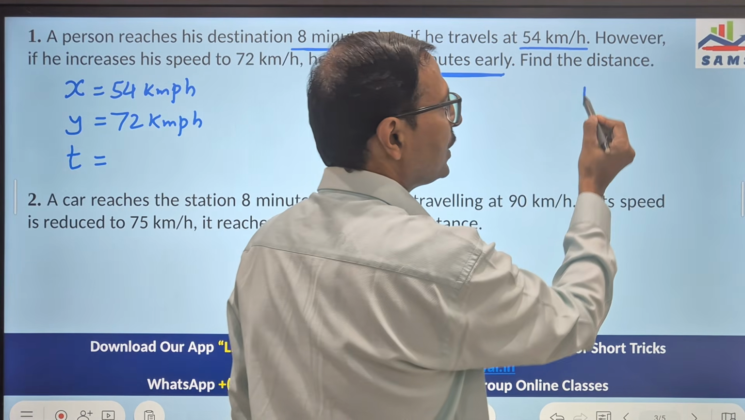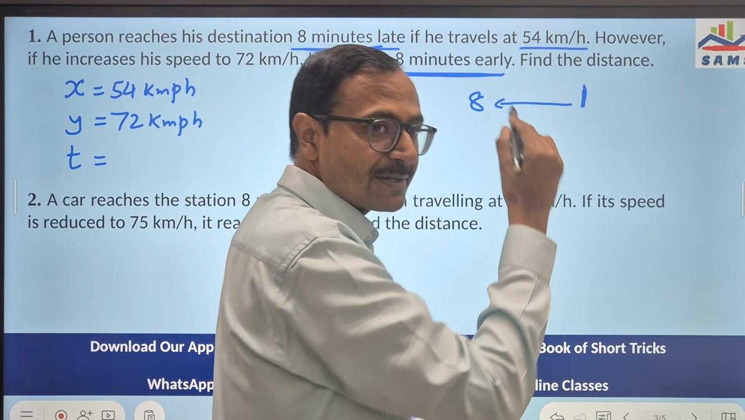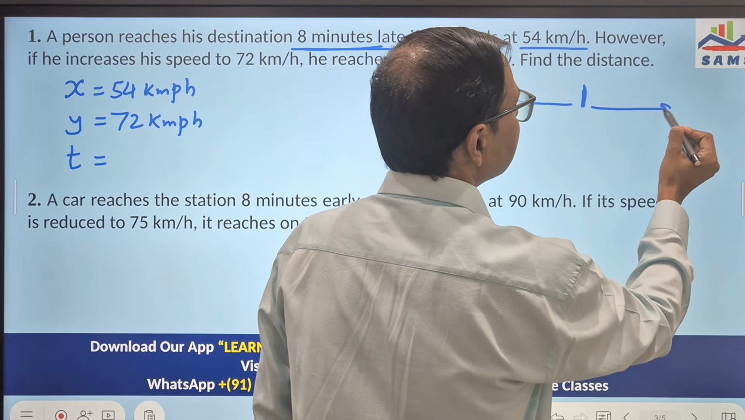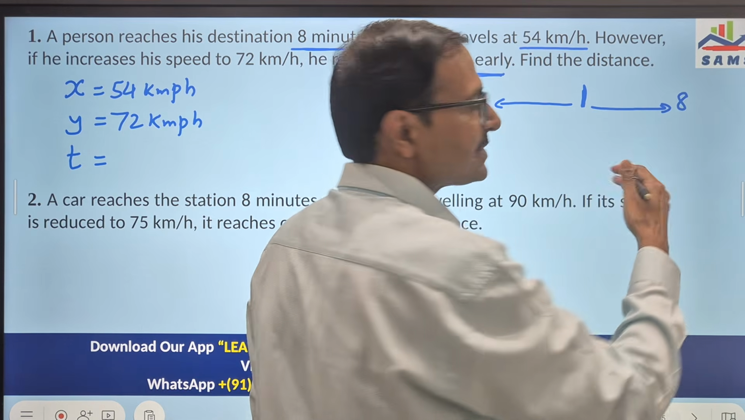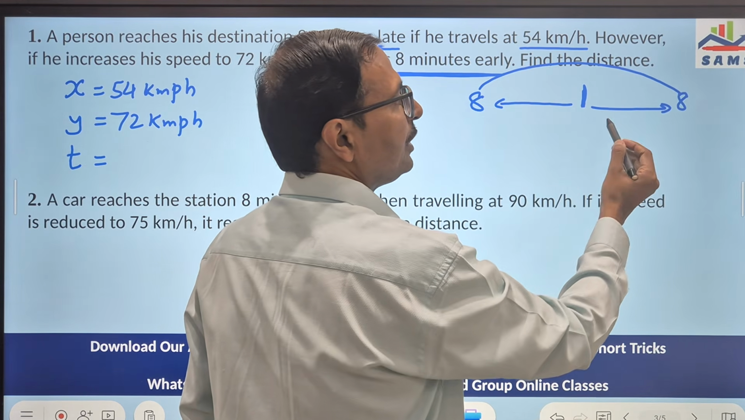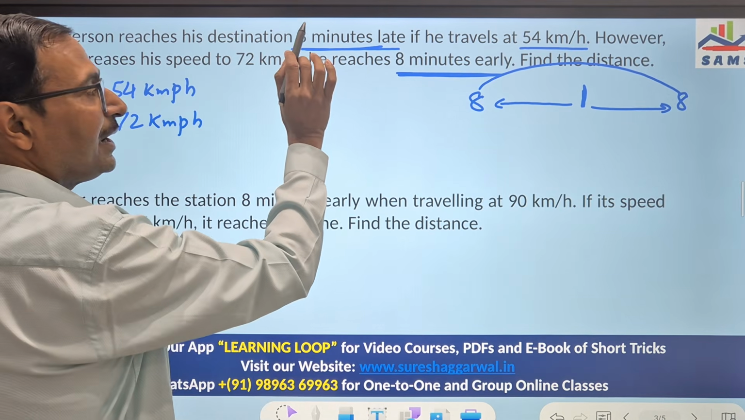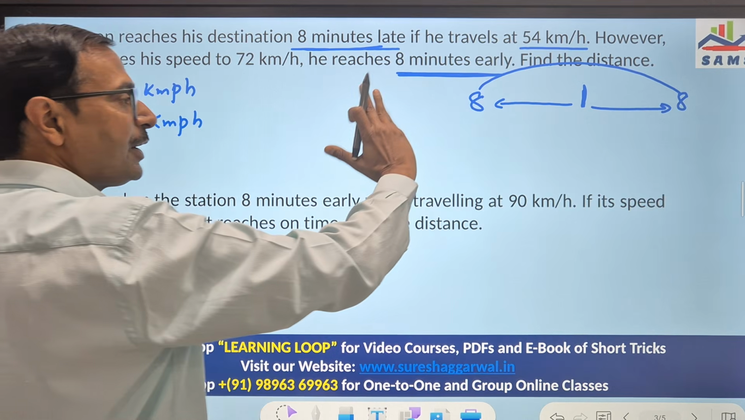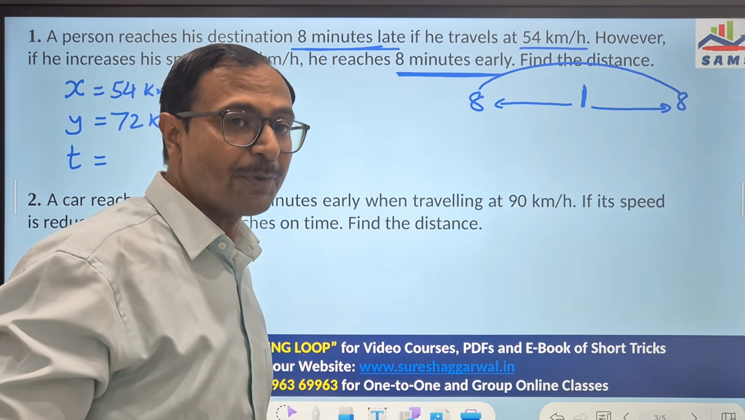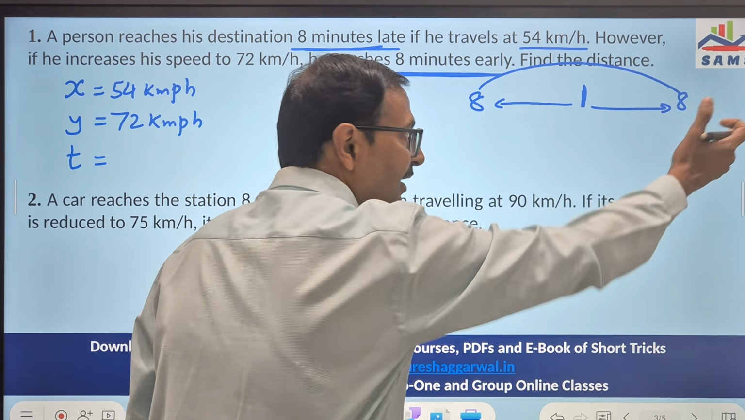So this is the usual time, okay? 8 minutes late means 8 minutes more than the required time, and 8 minutes early means 8 minutes less than the required time. Now the difference between these two will be 8 and 8, 16 minutes. So here the usual time is separated out like 8 minutes early and 8 minutes late. So there is a gap of 16 minutes between reaching early and reaching late.